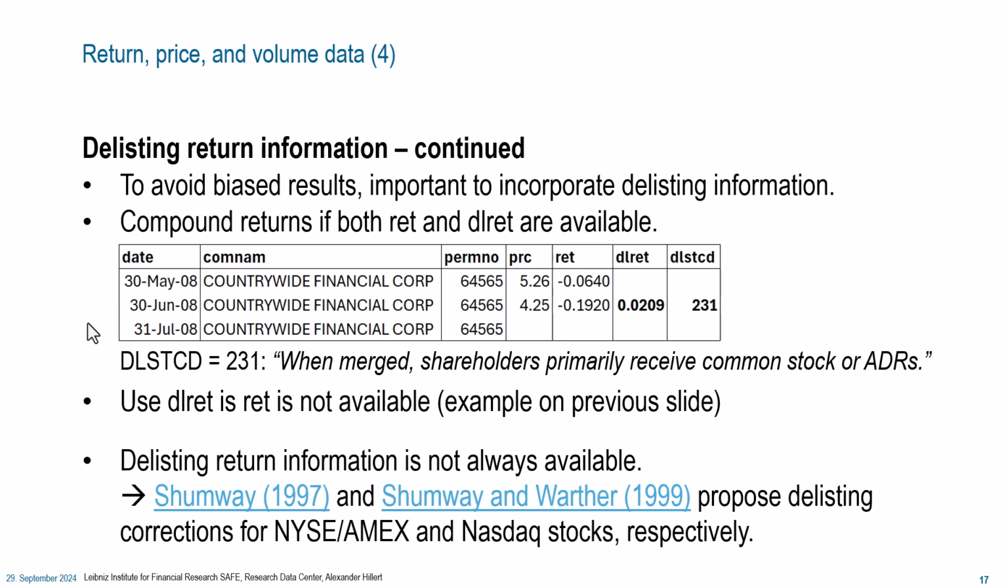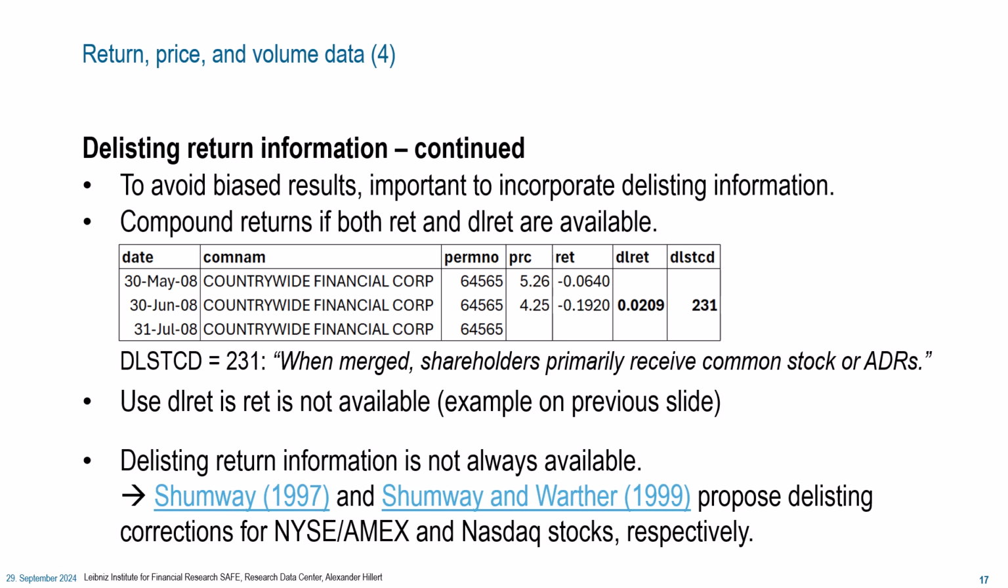Let's say, for example, you invest in GM, you're surprised by the delisting, you are still stuck with the stock and need to liquidate it, and the proceeds that you will get from this liquidation are reflected in the delisting return. So it's important to incorporate both return and delisting return information to get the full return effect of investing in a stock. And how do you do that?